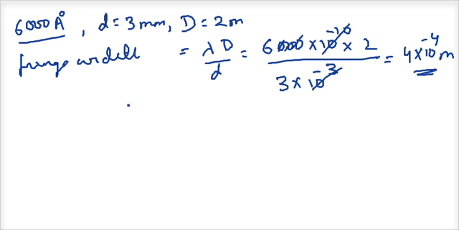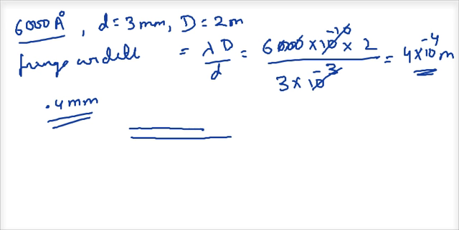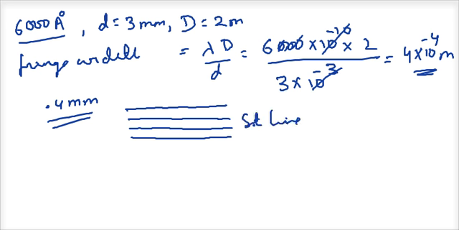When you convert it into millimeters, you will get 0.4 millimeters. That means you have fringe width of the order of 0.4 millimeters. That means at the center of the screen you have a bright spot. The next bright spot is 0.4 millimeters away. The next one is 0.4 millimeters away. The next one is 0.4 millimeters away. I have drawn it like a straight line, but in reality it will be hyperbolic in nature. So this is what the fringe width is.